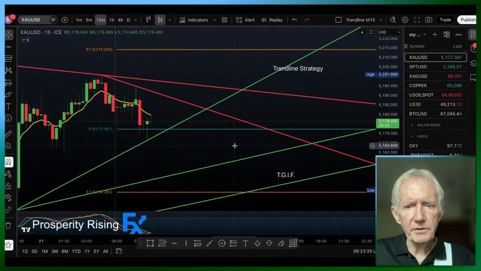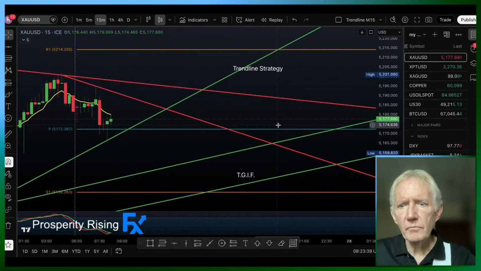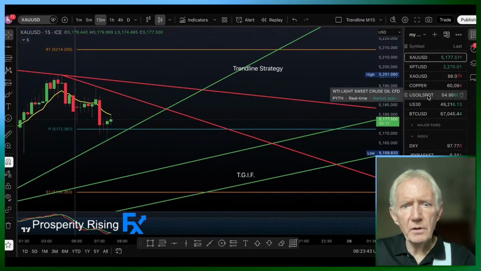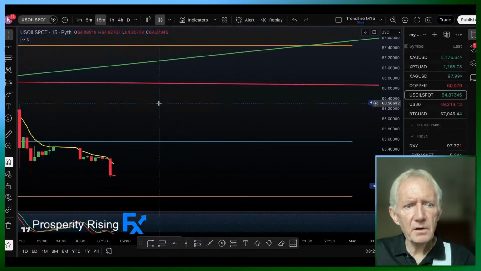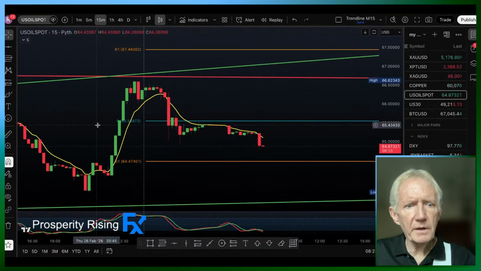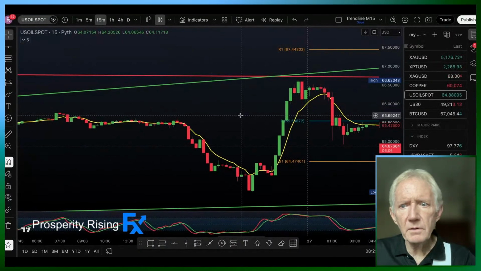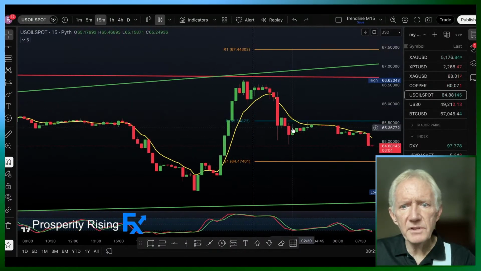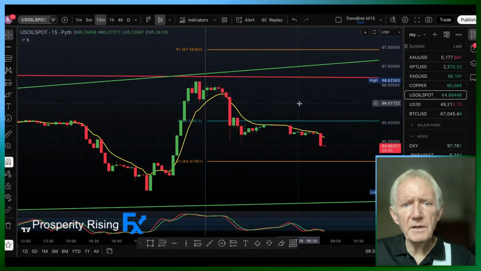But not seeing any kind of trade setup according to this trend line strategy just yet. And you can see if we look at oil, oil is dropping down. It went up a little bit during the New York session, but dropped down during the day. So it's still around $65 now, $64, and that is because there's uncertainty in the Middle East.